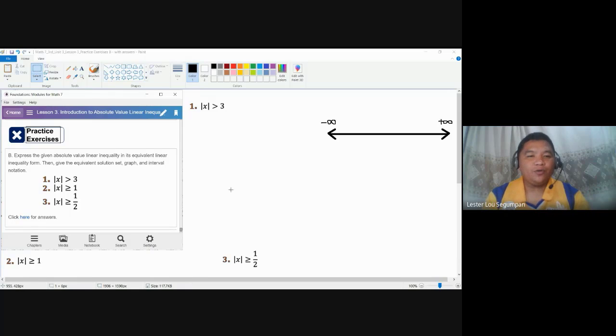To show the graph, solution set, and interval notation of these absolute value linear inequalities, we need to come up first with the linear inequality form. The correct general form for an inequality involving the greater than symbol is this: whenever we have the absolute value of x greater than c, we have two different statements.